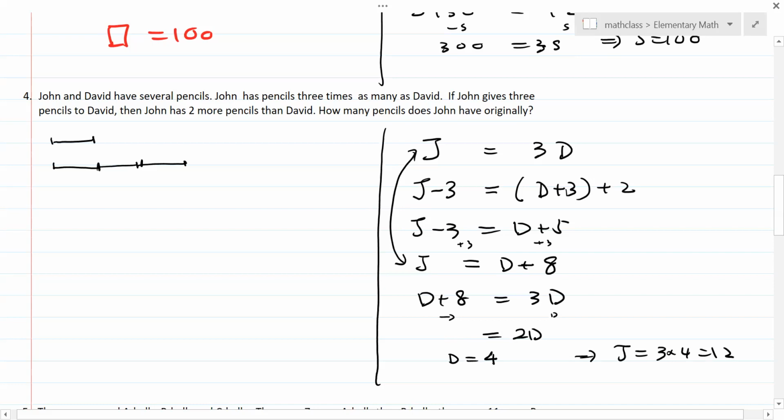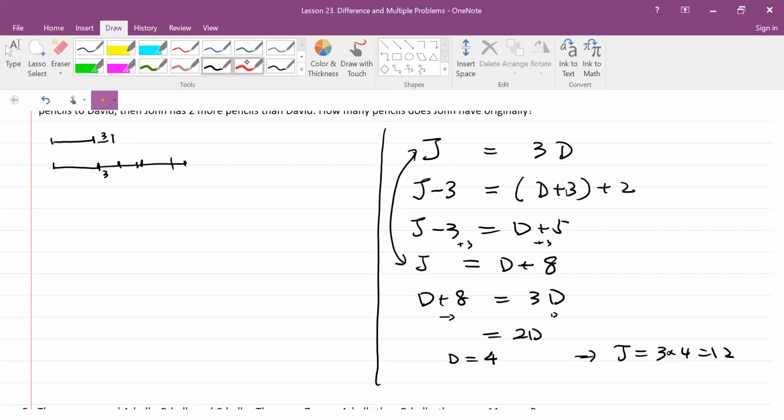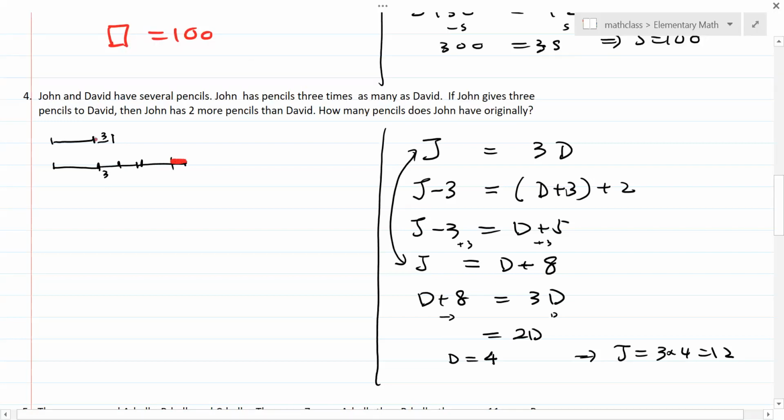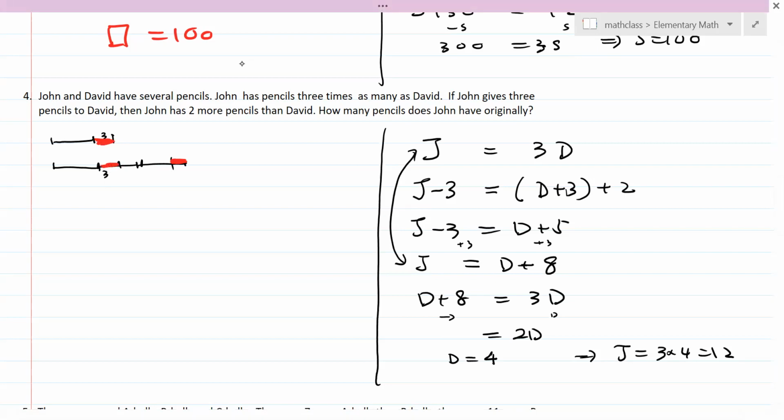Now, if John gives 3 pencils to David, that means cut 3 and move it to here. So this is 3, right? You put it here, then you will see the gap. I just sketched the graph. So the gap, let's cut it. This piece is moved to here, so then it is also equivalent to here. Put it back. So what is the difference?